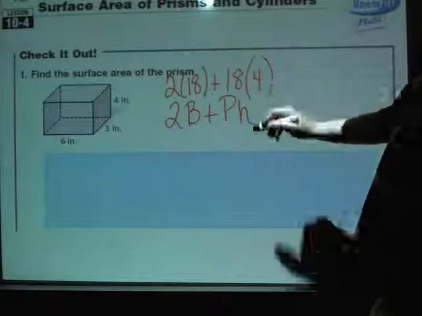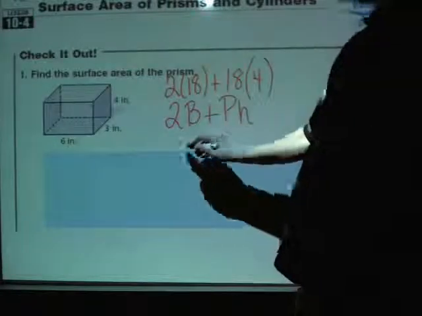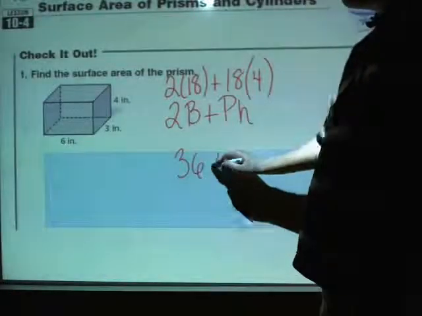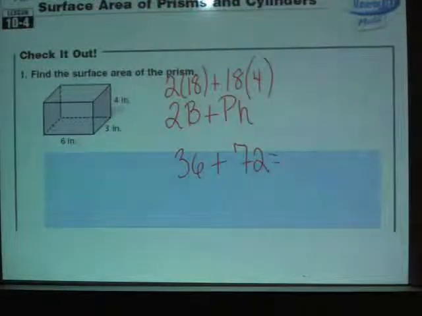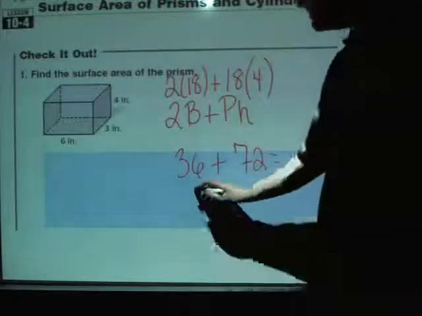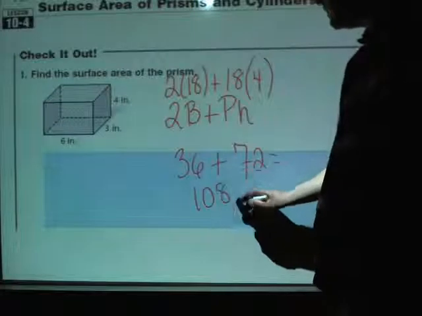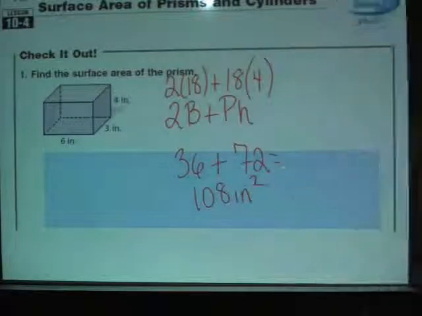So I'm going to simplify that down a little bit. 2 times 18 is 36. And 4 18s makes 72. When I add up 36 and 72, the result is 108 square inches.